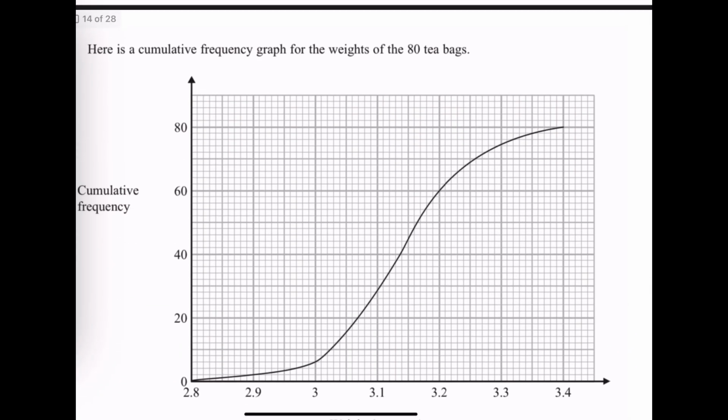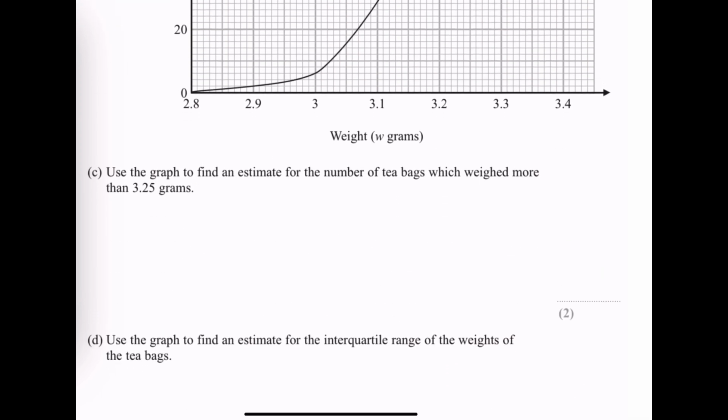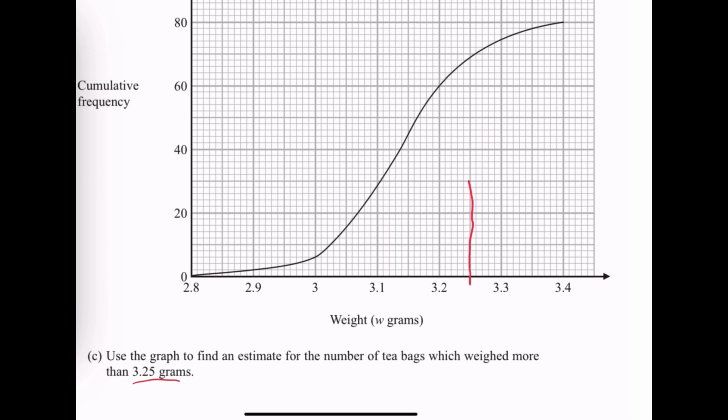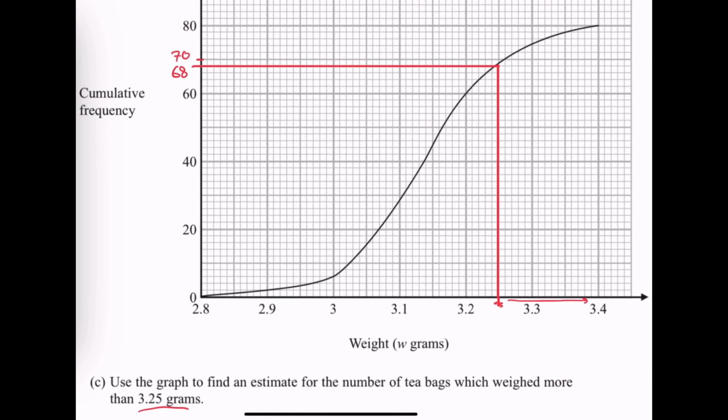Okay, so here's a cumulative frequency graph for the weights of the 80 tea bags. Use the graph to find an estimate for the number of tea bags which weighed more than 3.25 grams. So if you see, this is 3.2 grams. We're going to go up this way, go this way. This is just so that we show that we are reading the graph. Make sure you always put your lines clearly, as this is part of your working out. Over here, we can see how much the cumulative frequency is. This over here is 70, so this should be around 68. So 68 weigh less. We want to see what weighs more, so we'll do 80 minus 68, which is 12.